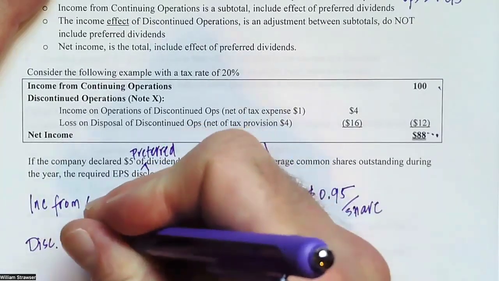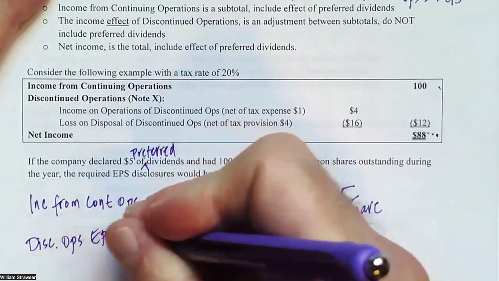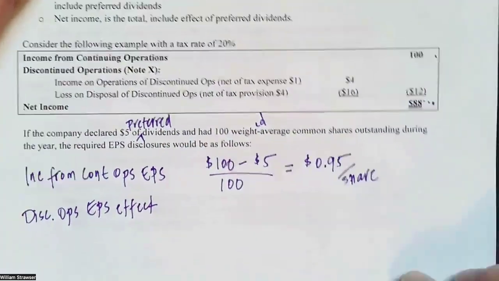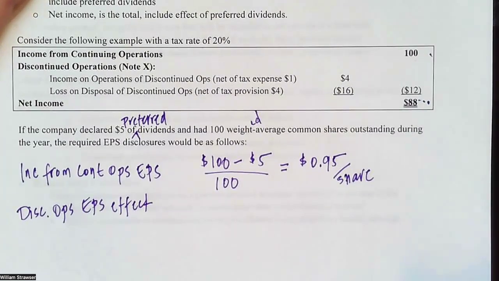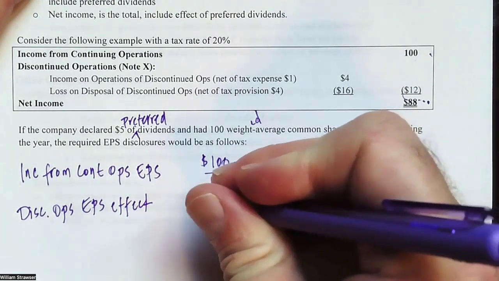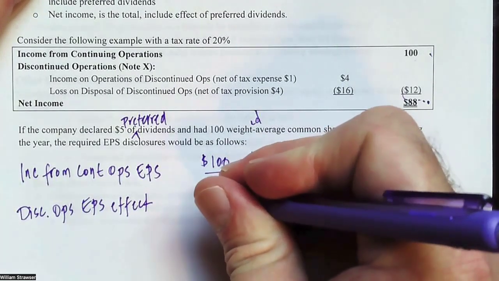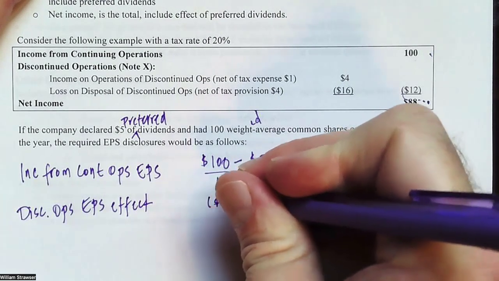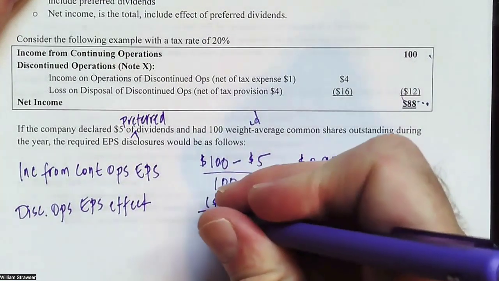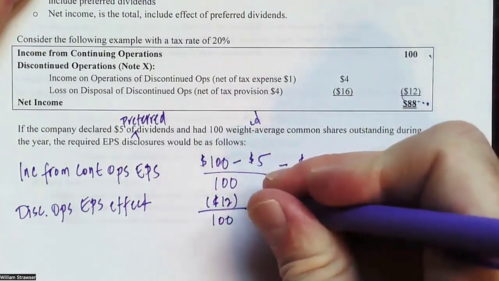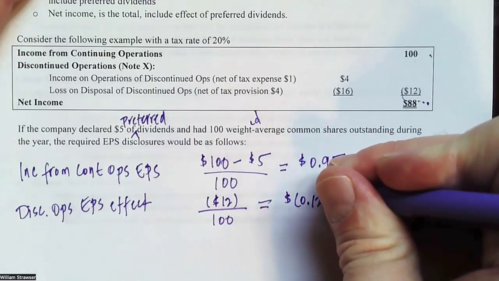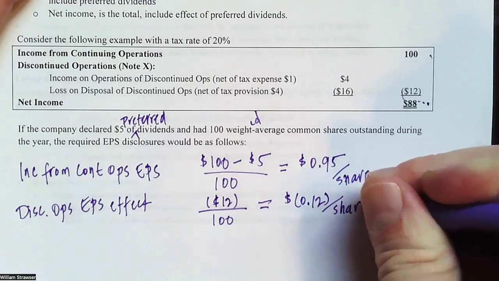ops EPS effect. It's not really even a true EPS. It's just an EPS effect because it's, again, not wealth that's due to our shareholders. And it's negative $12. So we do want to maintain the negativity of that because it will reduce the EPS that is calculated with net income. We divide this again by 100, and that comes out to a negative 12 cents per share. So that's the effect of my discontinued ops.